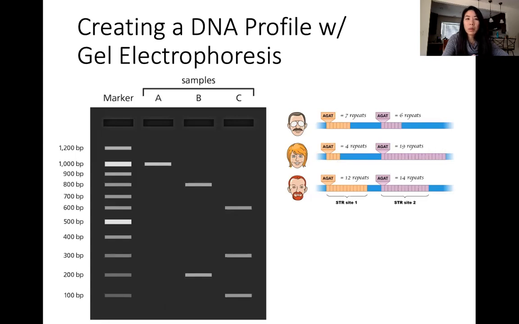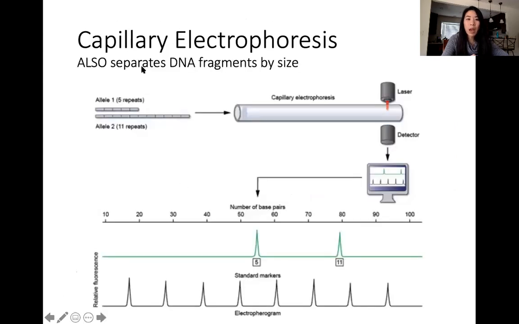With the assignment though, they use something else. They use something called capillary electrophoresis. It's the same idea. It also separates DNA fragments by size, but in this case, they use a machine and a laser to detect the fluorescence of the pieces. And then you get a printout like this.